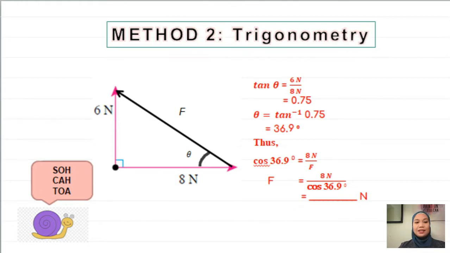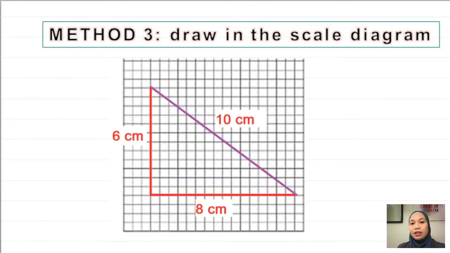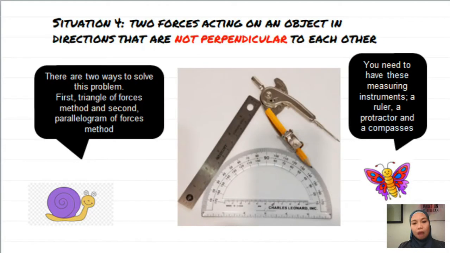99.99 Newton. And for the third method, you can draw a scale diagram. You might use graph paper, and then you measure 6 centimeter to the y-axis and 8 centimeter to the x-axis, and you use the ruler and measure the resultant force, which is 10 centimeters. So we have 3 methods to determine the resultant force. How about forces which are not perpendicular to each other?